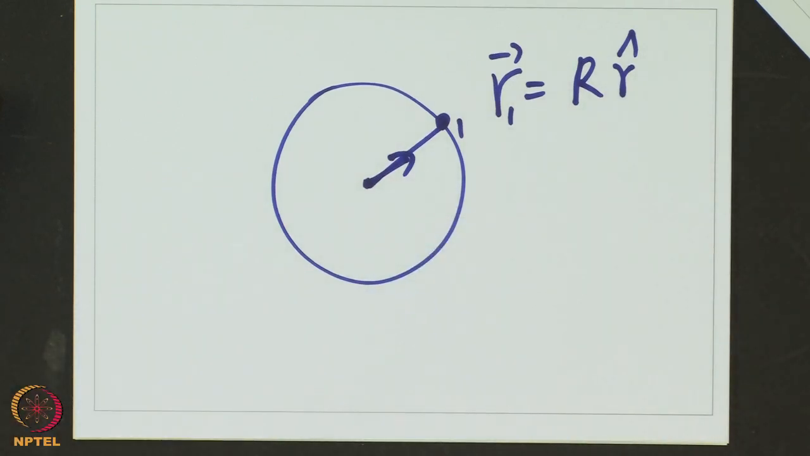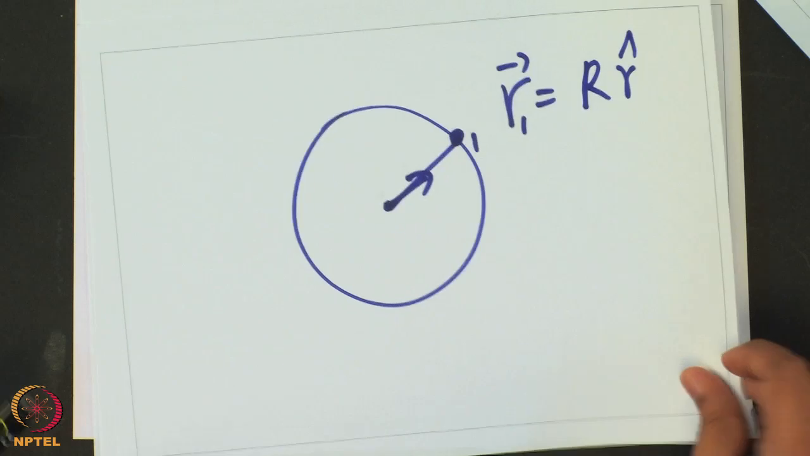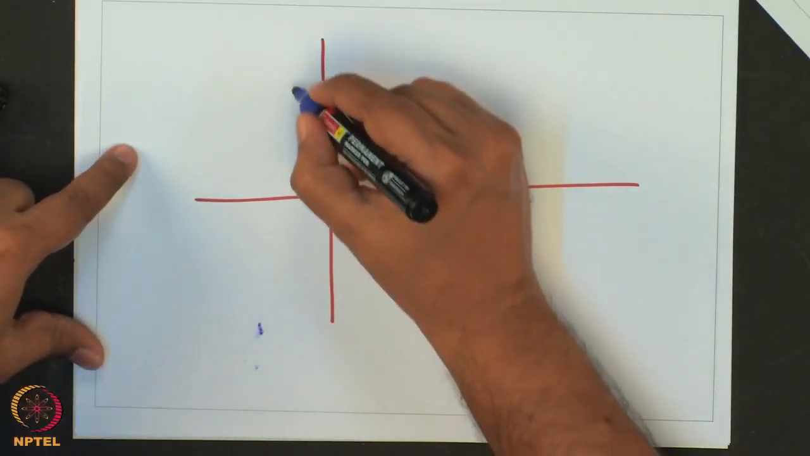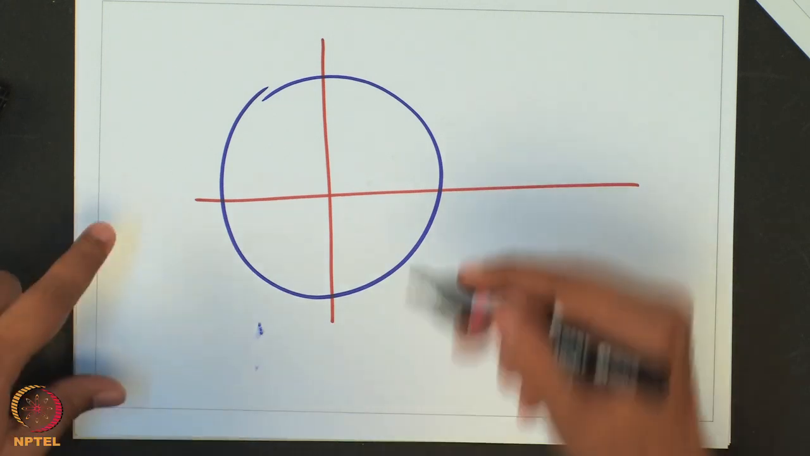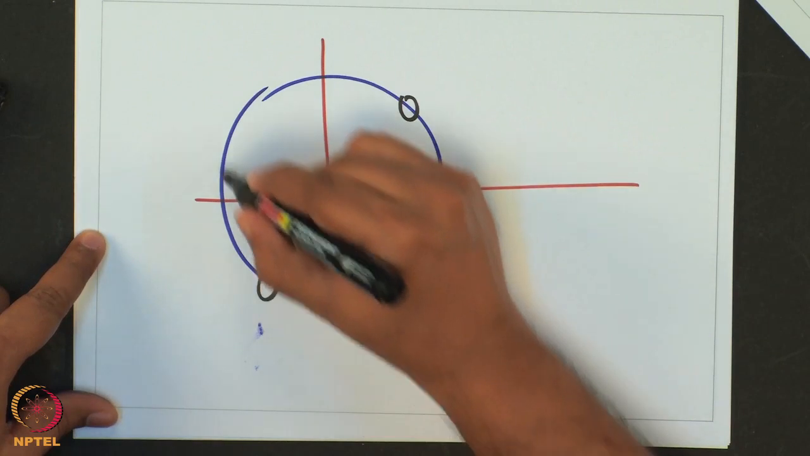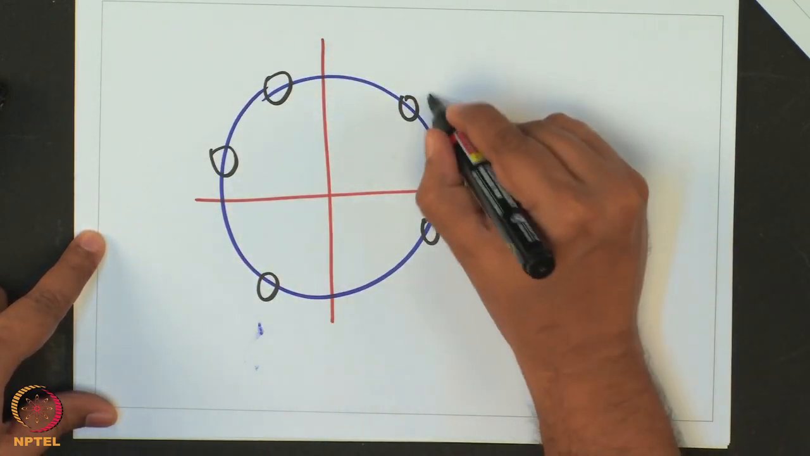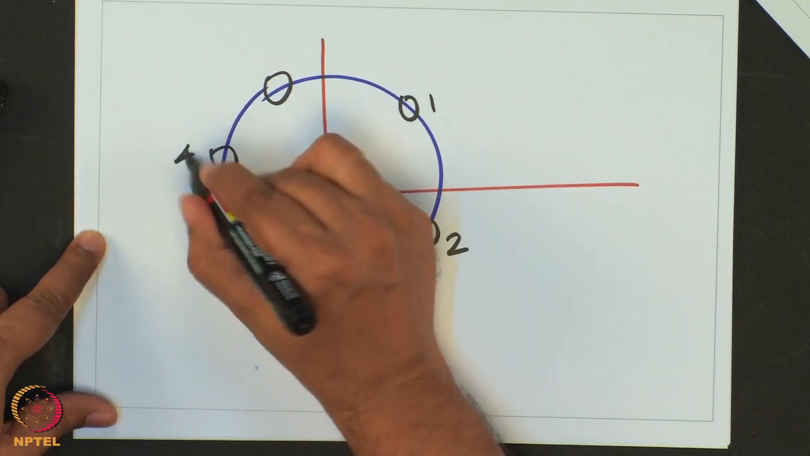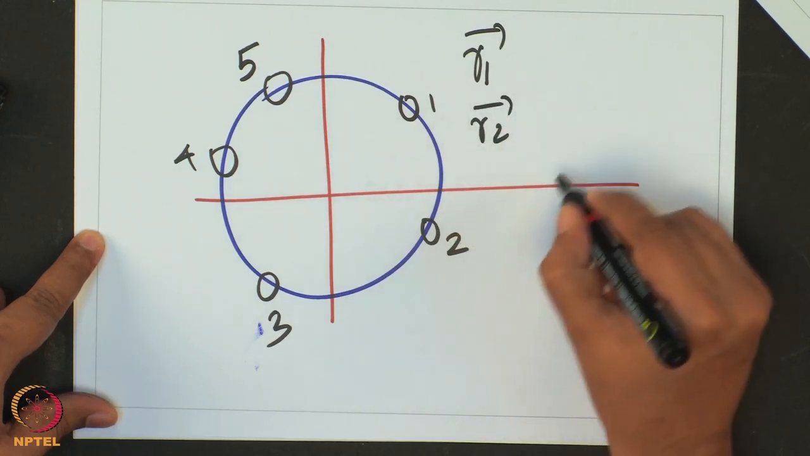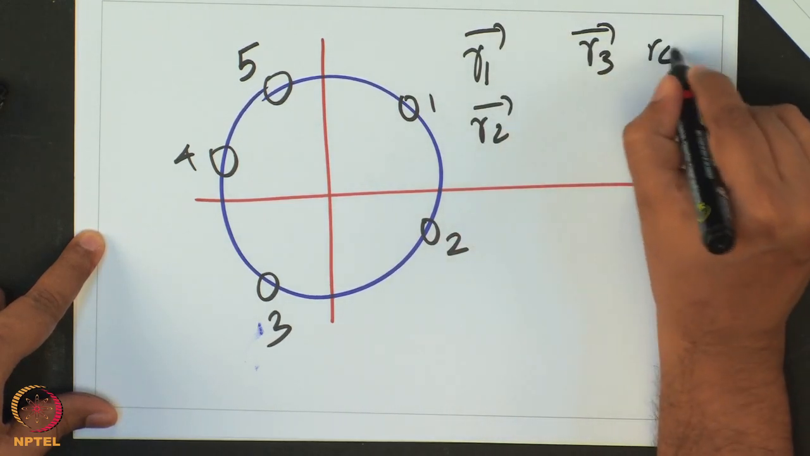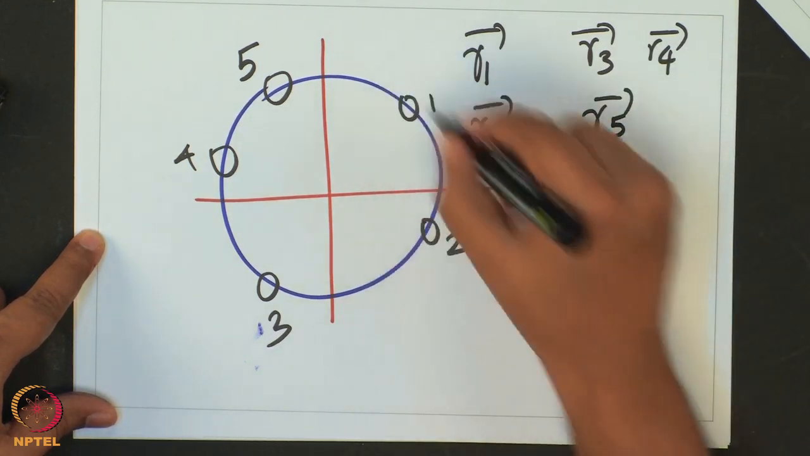So let us think about it slightly differently. If I take a circle, or if I take any point on this 2D plane, so I have this 2D plane and I have a circle in this plane. If I want to represent any point, this is a point, this is a point, this is a point, this is a point, I have to specify. So if I call these 1, 2, 3, 4, 5, I can write vectors r1, r2, r3, r4 and r5. If I write 5 vectors, I would get these points.